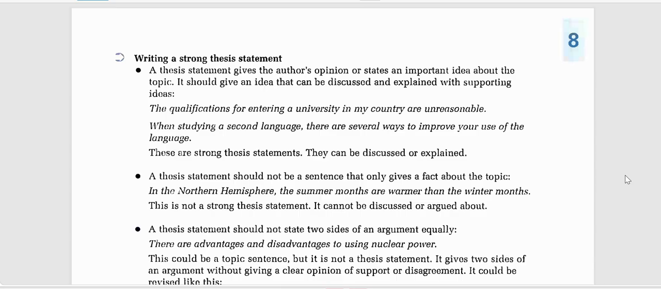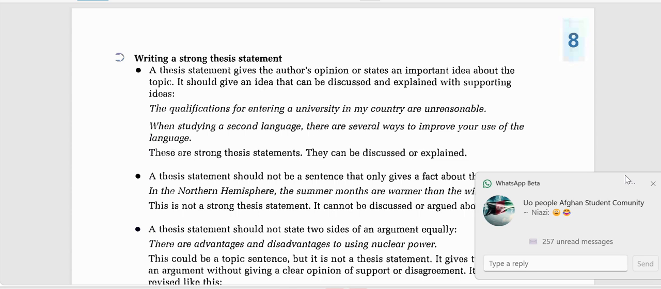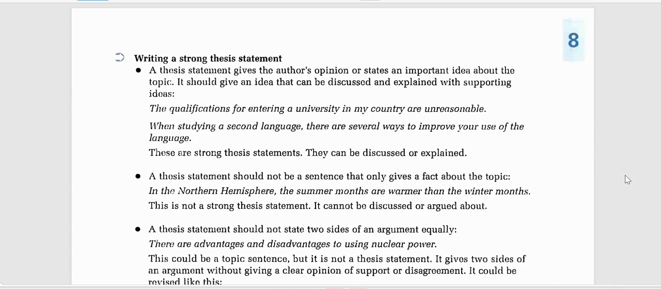Writing a strong thesis statement. A thesis statement gives the author's opinion or states an important idea about the topic. It should give an idea that can be discussed and explained with supporting ideas. Like: the qualifications for entering any university in my country are unreasonable. When studying a second language, there are several ways to improve use of the language. These are strong thesis statements. They can be discussed or explained.